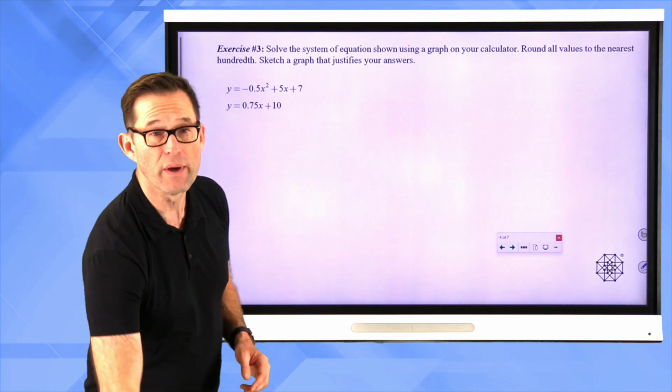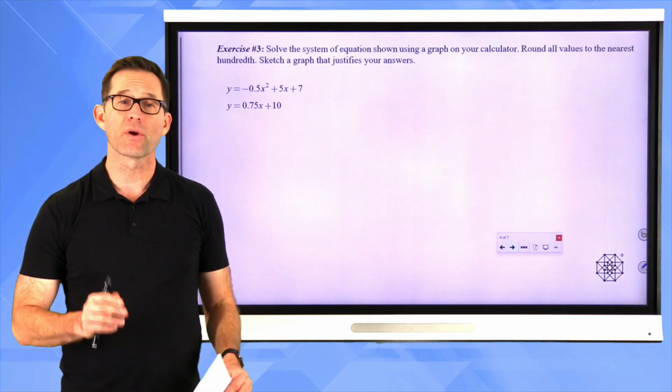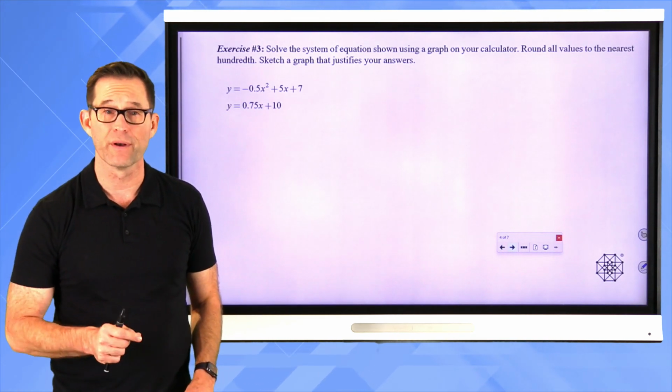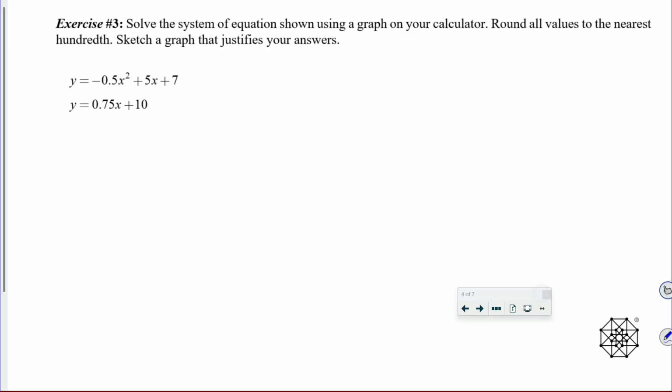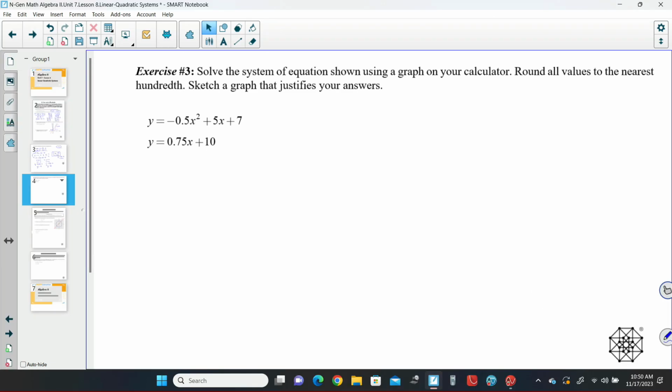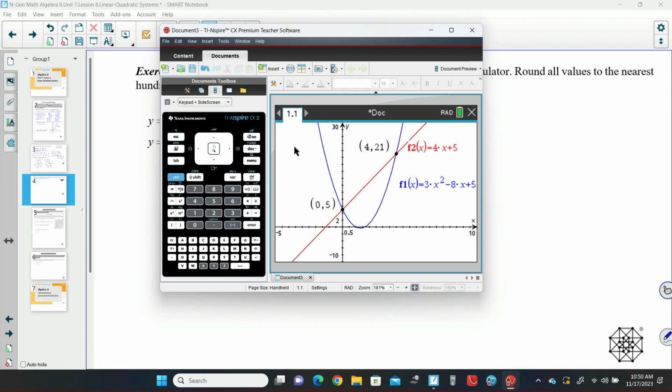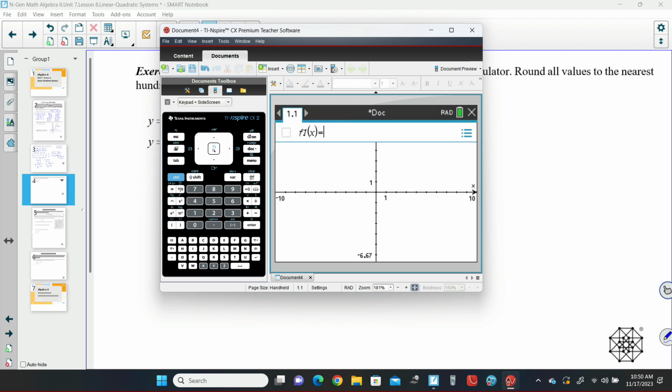All right, well, let's do it. Now, what I like about this problem is it requires you to play around a little bit with your graphing window. So let's go through that procedure. I'm going to go into my graphing calculator and add myself a graph. My first equation is negative 0.5x squared plus 5x plus 7. And my second equation is 0.75x plus 10.